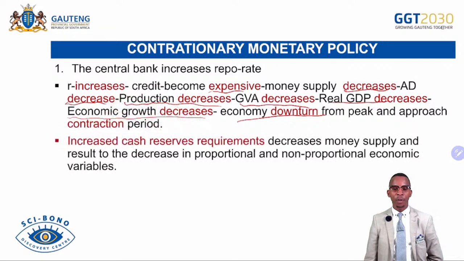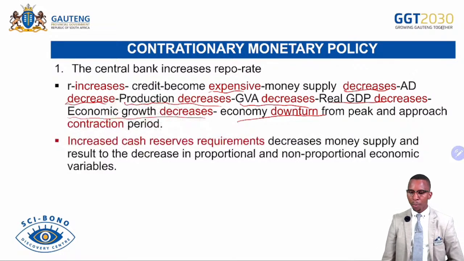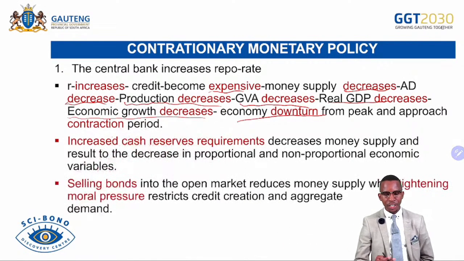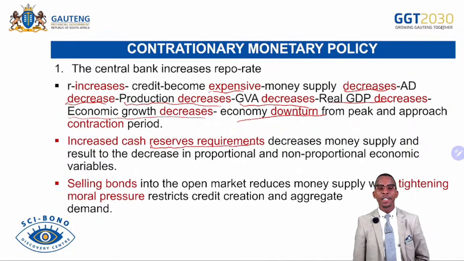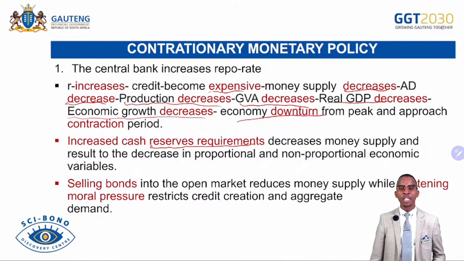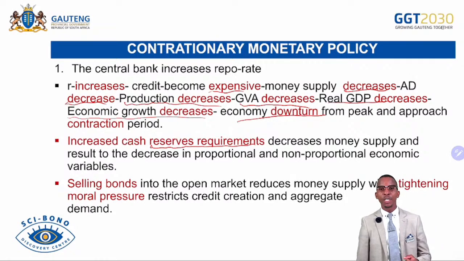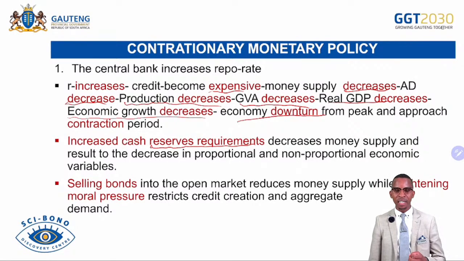Increase cash reserve requirements. So this will decrease money supply and result in a decrease in proportional and non-proportional economic variables. What will happen then? If ever the cash reserve requirement is increased, that will lead commercial banks to remain with less money within the banking system, because now the cash reserve has been increased. So more money is reserved than money being given out for circulation. So that will decrease credit creation in the economy, and then that will decrease money supply. And then it is bad because it will simply lead to what? It will simply lead to less demand for goods and services. And we know the story. If the demand is lower, most of the economic variables will be affected negatively.